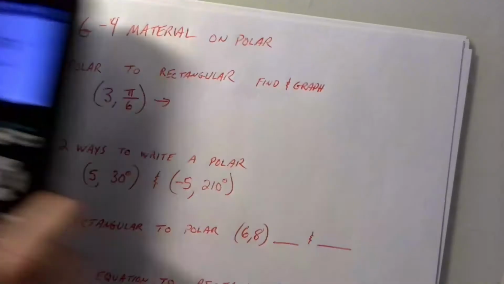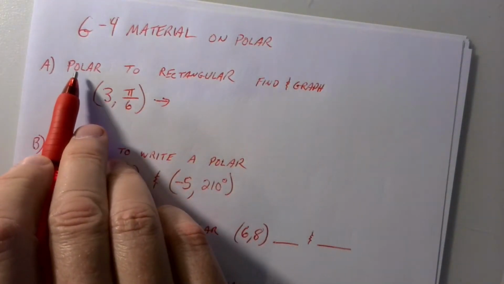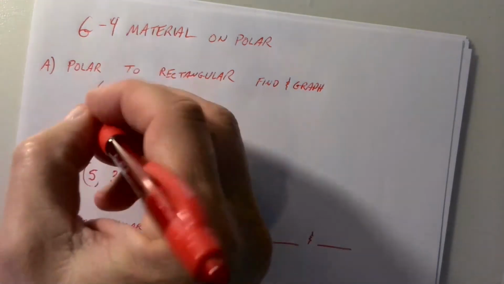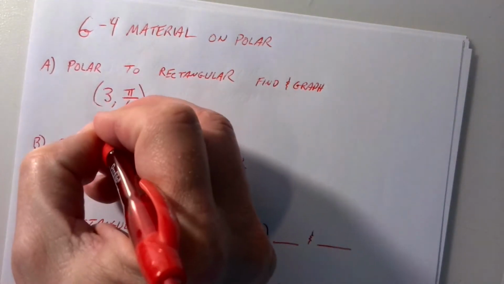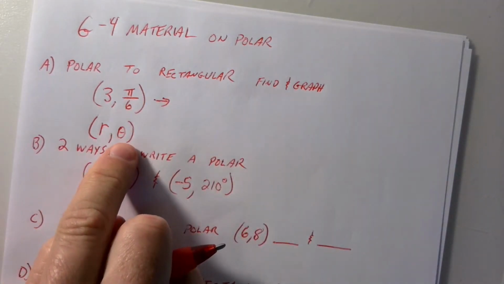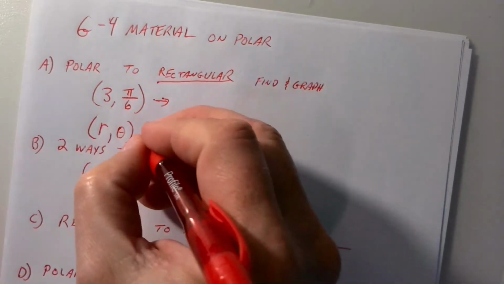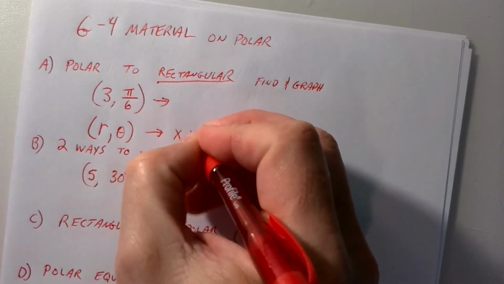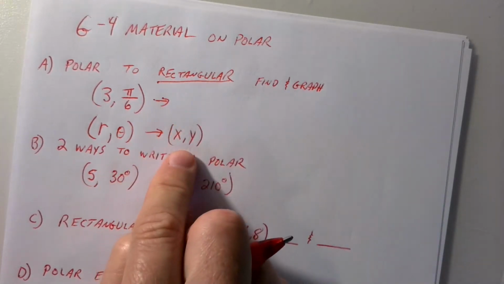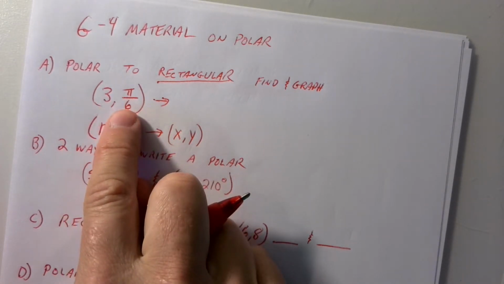Okay, so we're going to start right here. And we're going to convert a polar coordinate, and again, a polar coordinate is anything with an r comma theta, and the theta can be in radians or in degrees. It doesn't matter which one you use, just make sure that you're comfortable with it. And rectangular means basically a coordinate set, an x and a y. So we want to change this polar coordinate into this.